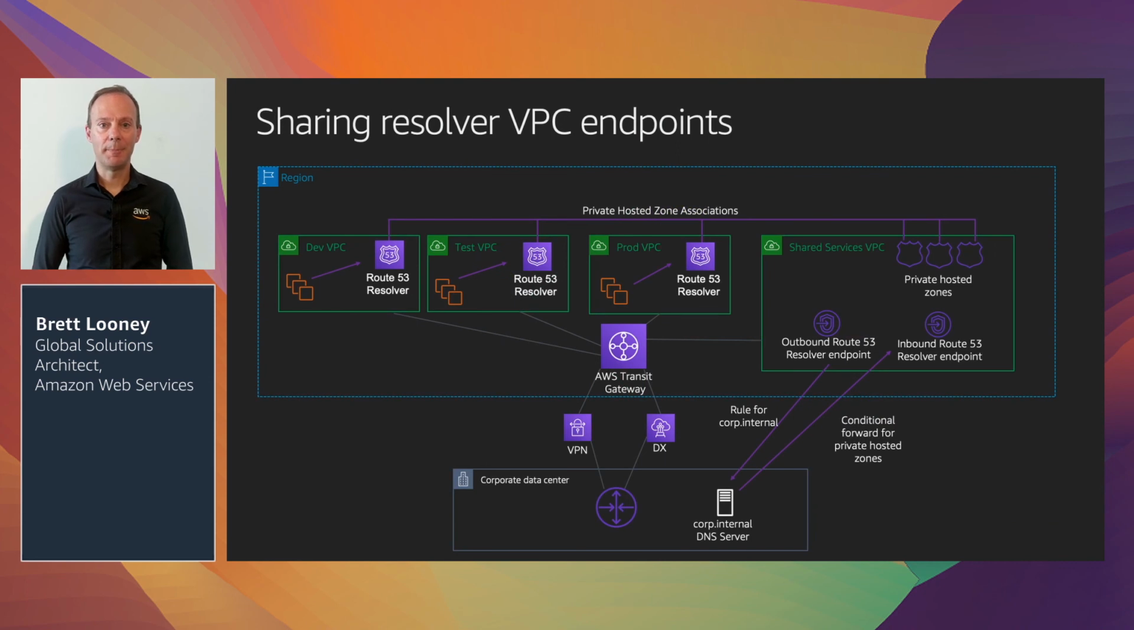So here's a nice complicated pattern. We have a corporate DNS server that talks to an inbound and an outbound resolver endpoint, and then we share that across multiple VPCs. What this means is that your on-premises network can now reach into all of those VPCs and find things. And those VPCs can also resolve names and IP addresses inside the corporate DNS server.